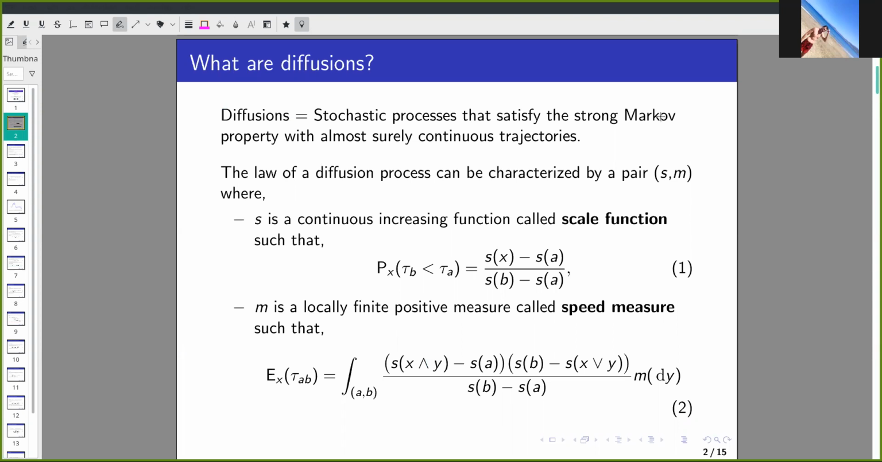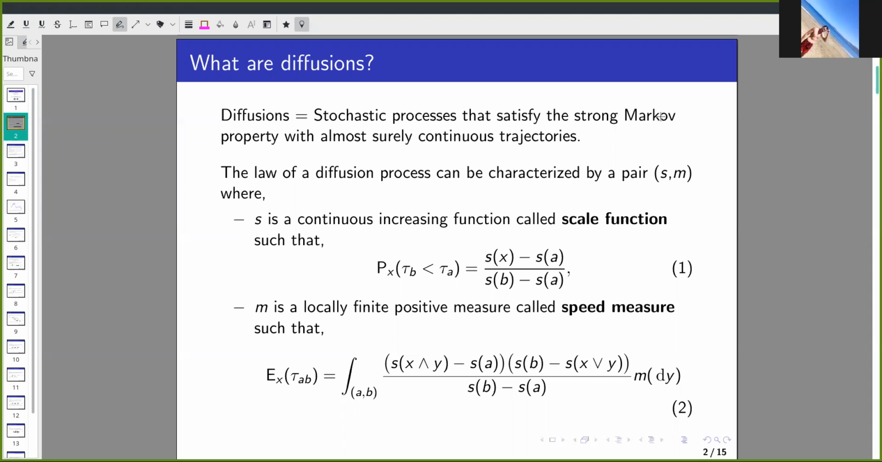Before stating what a sticky diffusion is, let's see what a diffusion process is. A diffusion process is a process that satisfies a strong Markov property and whose trajectories admit almost surely a continuous version. The Markov property means that in order to make predictions about the future of a process, knowing the past and the present is just like knowing the present. So the present state synthesizes all the information about the past of the process.